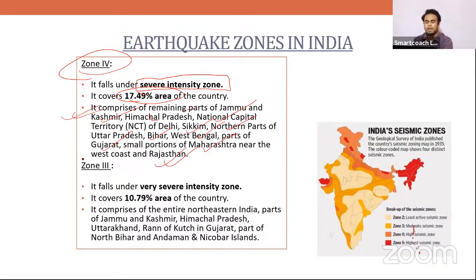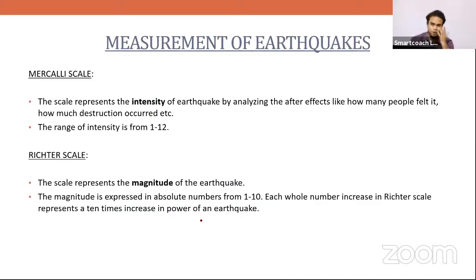All right. Then lastly, we have zone 5. Now zone 5 is the severe intensity zone, and it covers 10.79% of the country. If I have to talk about Northeast India, the whole of Northeast India falls under the zone 5 category. Then what are the other areas where we have zone 5? It will be in parts of Jammu and Kashmir, Himachal Pradesh, Uttarakhand, Rann of Kutch in Gujarat, parts of North Bihar, as well as the Andaman and Nicobar Islands. All right, so this was about the different earthquake zones in India.